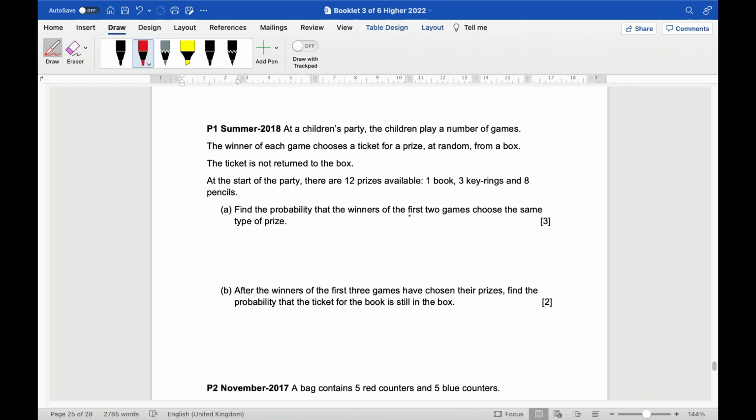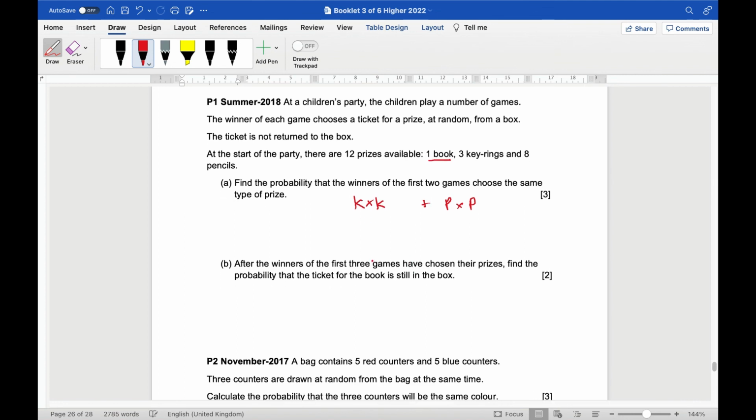Find the probability of the winners of the first 2 games choose the same prize. So here, they can't both choose books, because if the first one takes a book, there's no books left. So it's key ring, times those, plus pencil, times those, and add those together. Or after the winners of the first 3 games, so 3 winners, find the probability that the ticket for the book is still in the box. In other words, nobody has picked the book.